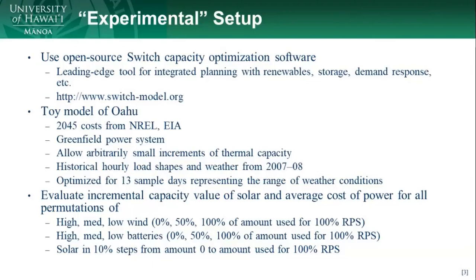So now I'm going to show some fairly dense graphs. This is a very high dimensional problem. I'm going through permutations of no wind, medium wind, which is half of what you'd want for the 100% RPS, and then 100% of what you'd want for that. And similar low, medium, and high battery scenarios. So that's 9 permutations. And then I do, I think, 11 different amounts of solar. So this is the result of about 100 model runs coming up.